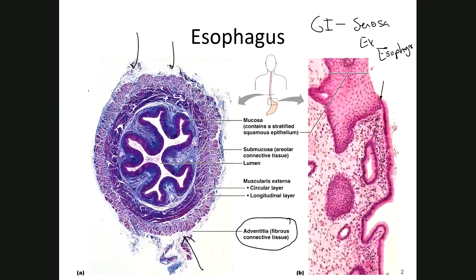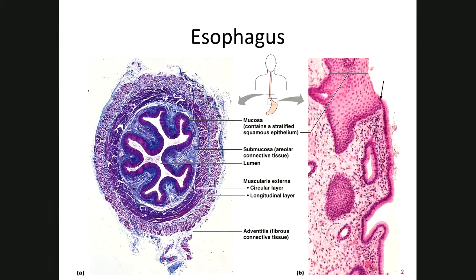But the rest of the layers are the same. So look, there's our lumen, the hollow space. That's where the food is. There's the mucosa right there. Remember, stratified squamous. There's our submucosa. There's the muscularis externa, and we have two layers. You can see them. This is going this way, and this is coming out this way. So there's our circular layer, and this is the longitudinal layer.